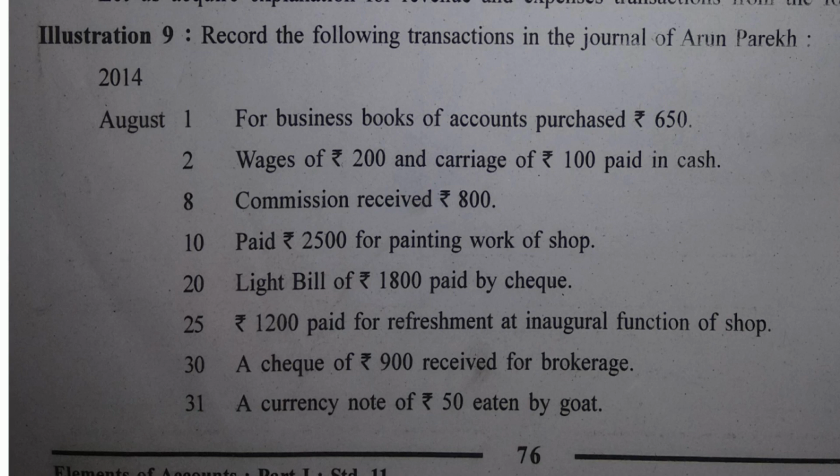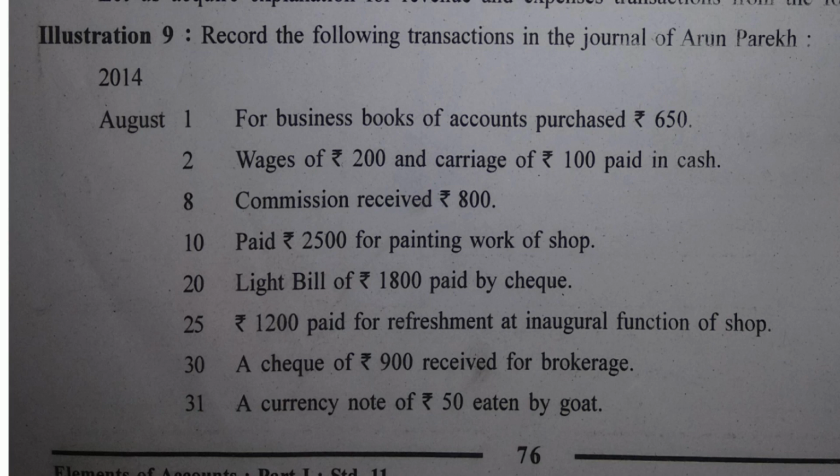Alright, so once you are done with the preparation of journal, the very first thing that you will write is 2014, August 1st. The transaction says, for business, books of accounts purchased rupees 650. So books of accounts have been purchased for business. Books come under the category of stationery, of course. Yes? So the books purchased come under the stationery expense. And books have been purchased, that means obviously cash goes out. You need to pay for books. It's not available for free.